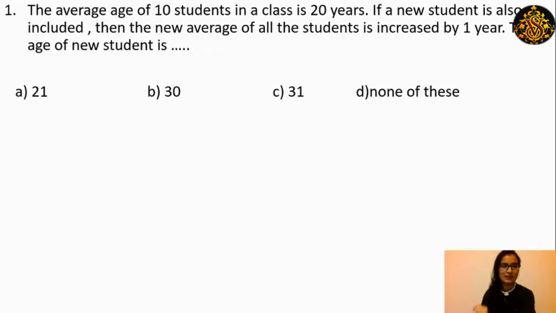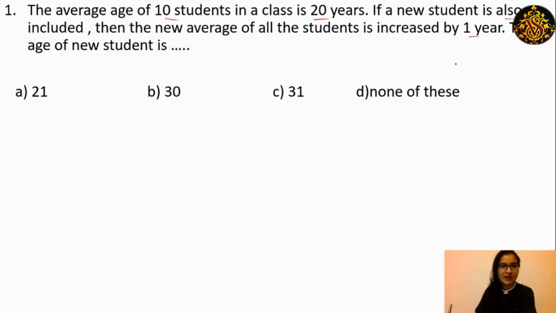Our first example is: the average age of 10 students in a class is 20 years. If a new student is also included, then the new average of all the students is increased by 1 year. We should find the age of the new student. For this kind of question, just use some logic and read the question properly to solve it step by step.